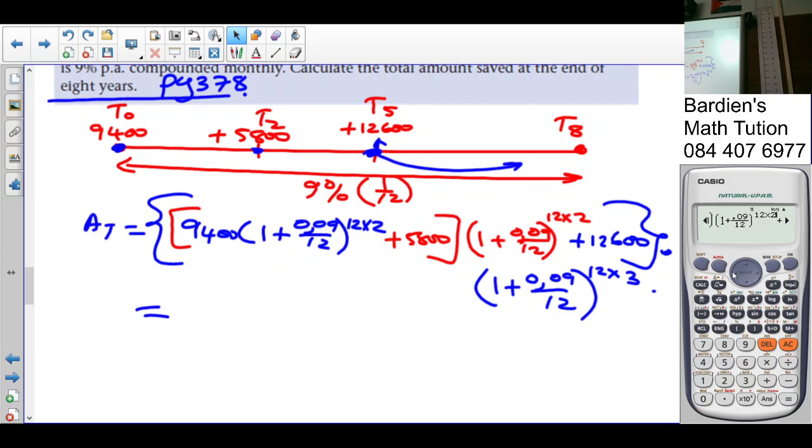Yeah, they're supposed to be 3. Yeah. 45,681 rand and 66. Alright, thank you.